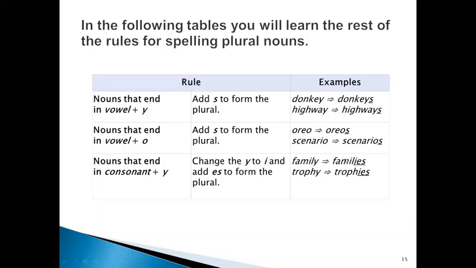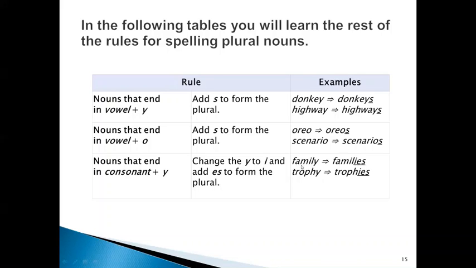So in case we found Y or O, okay, we'll talk about O later, Y or O at the end of the noun, before the Y we have a consonant letter, we should change Y into I, and then we add ES to the plural form.